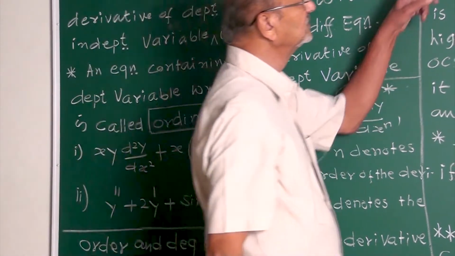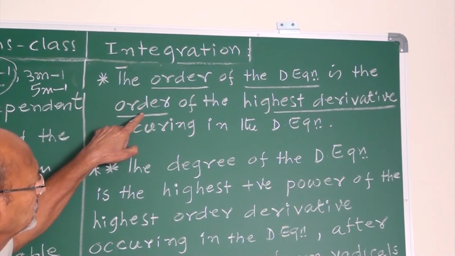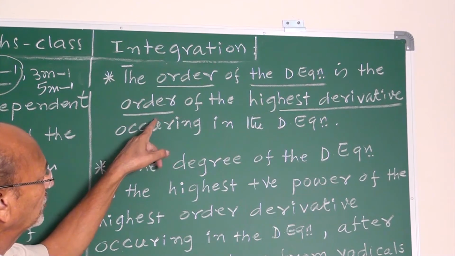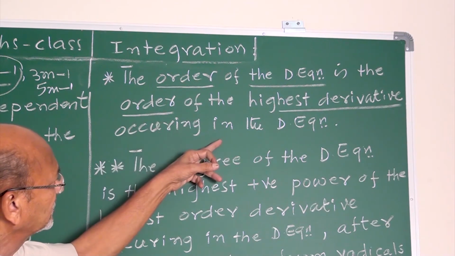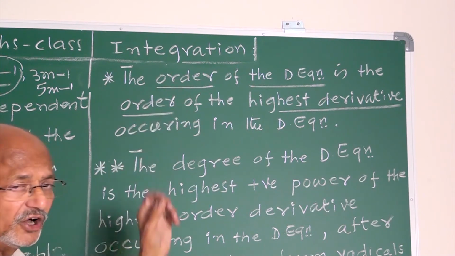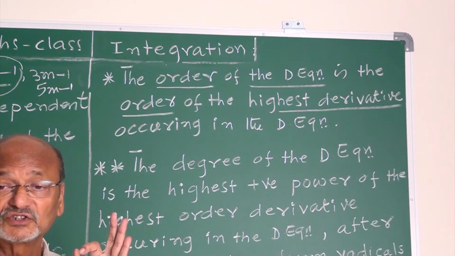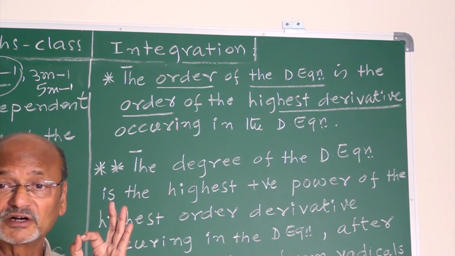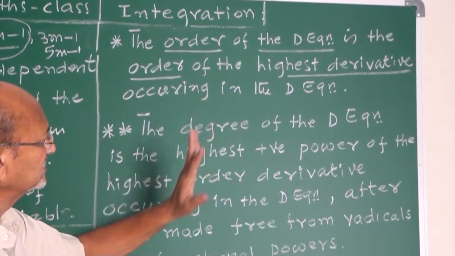Next comes, my friends, the order of the differential equation. The order of the differential equation is the order of the highest derivative occurring in the differential equation. It is nothing but the order of the highest order derivative occurring in the differential equation.